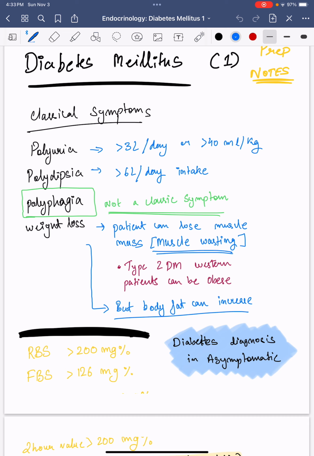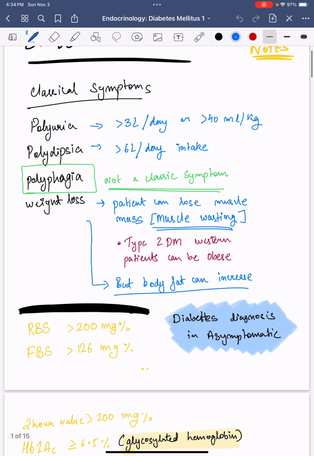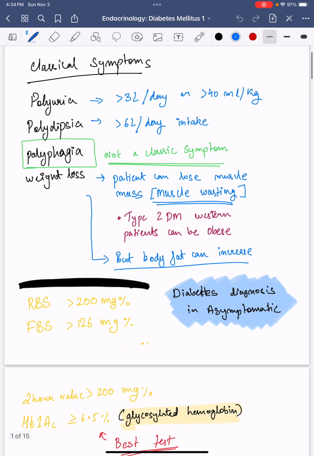Polyphagia is not a classical symptom, and weight loss can be seen in a patient due to the muscle wasting seen in type 2 diabetes mellitus patients, but there will be an increase in body fat because the patients also have polyphagia, so they are eating, so there is an increase in body fat but a decrease in muscle mass. So there is muscle wasting but increase in body fat. That is why, when you look at type 2 diabetes mellitus patients in the western countries, they will be obese because they have muscle wasting but their body fat is increasing.